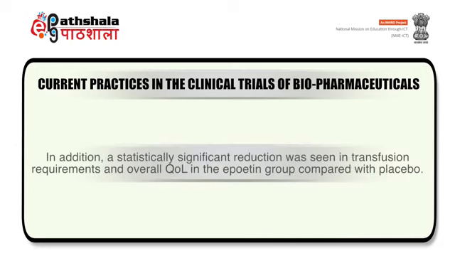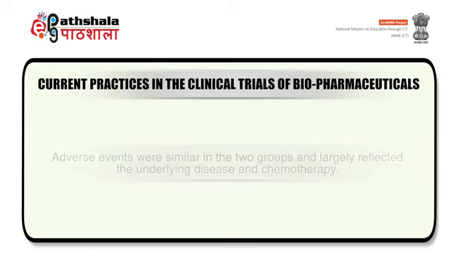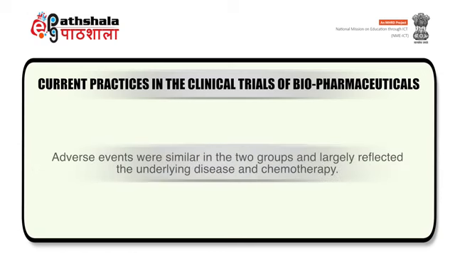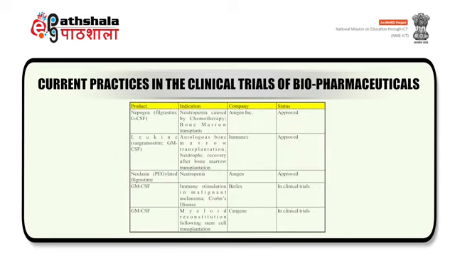In addition, a statistically significant reduction was seen in transfusion requirements and overall QOL in the epoetin alpha group compared with the placebo. Adverse events were similar in the two groups and largely reflected the underlying disease and chemotherapy. Now, this table gives us some other examples of hematopoietic factors that are in medicinal use or in clinical trials.